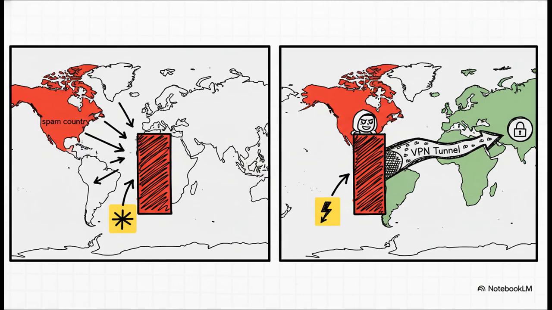If a company sees a ton of bot traffic coming from a specific country, they can just throttle all requests from that entire region. But just like with the IP check, a determined attacker can just use a VPN to make it look like they're somewhere else entirely.